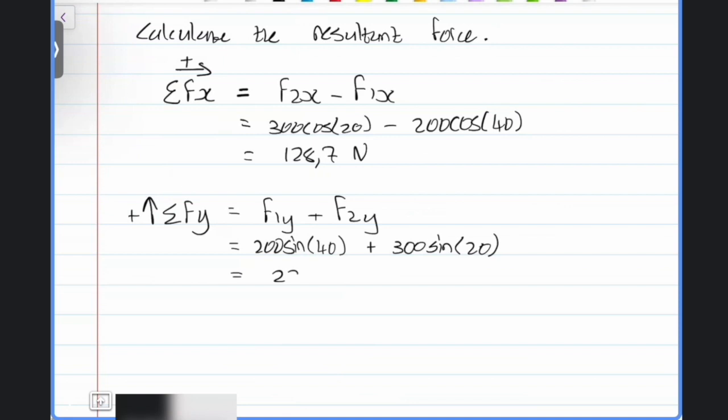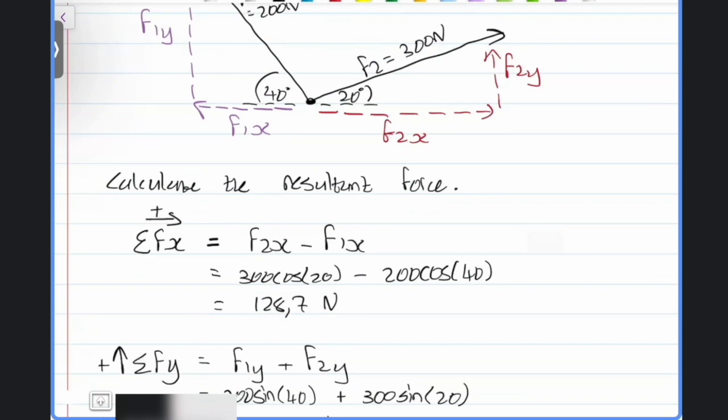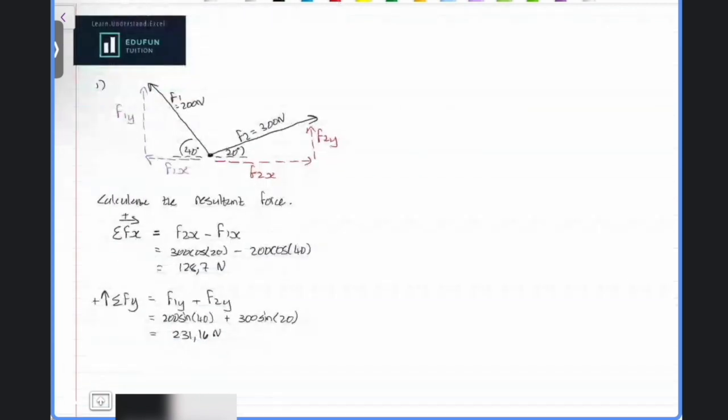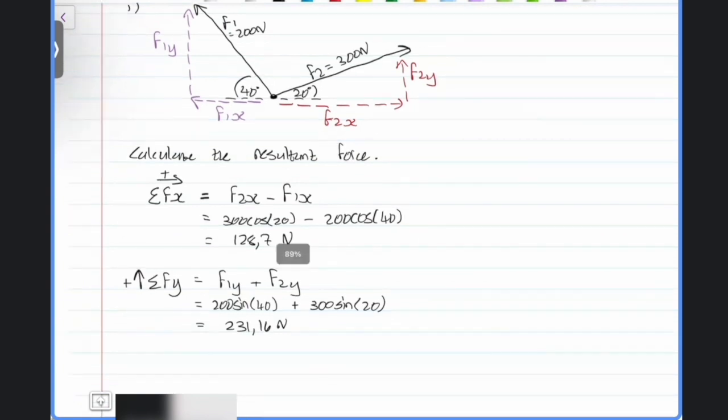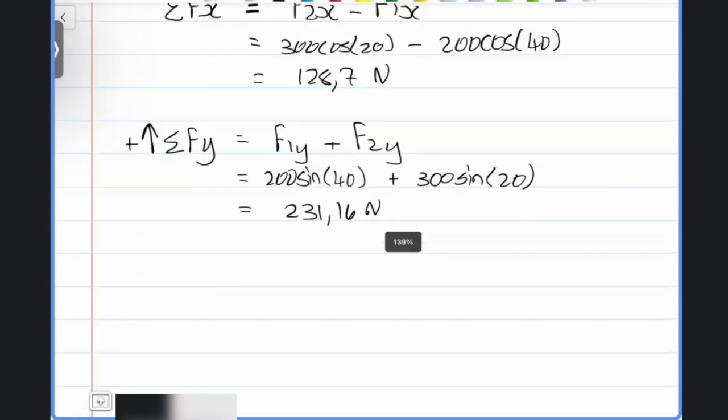Okay, so 231.16 newtons. What I do want you to do is leave some space after this, or if you have space on the side of the page, leave some space on the side. We're going to draw the actual resultant vector after this. So I do want you to leave some space in a bit, right?